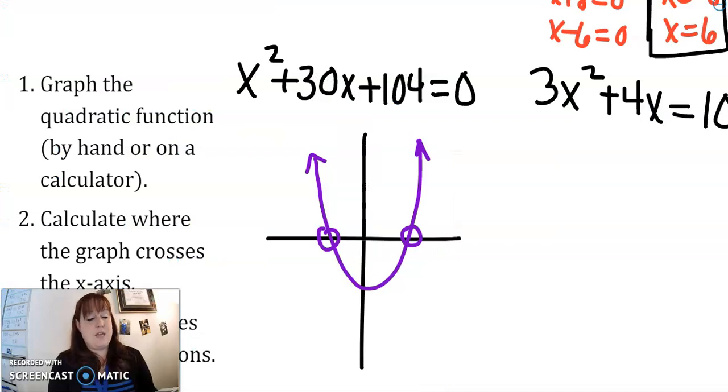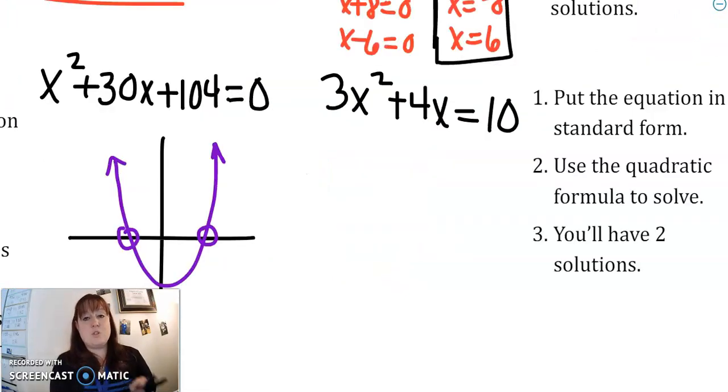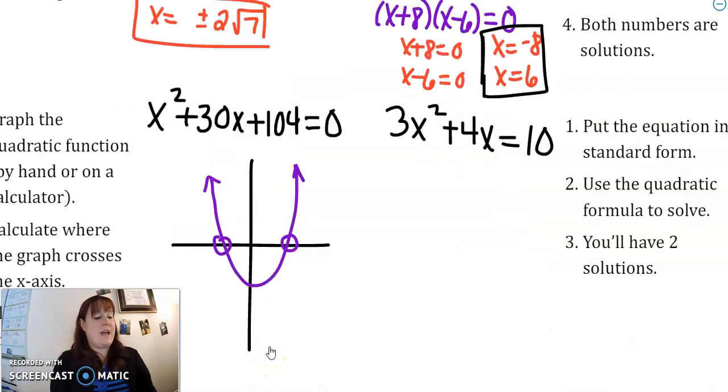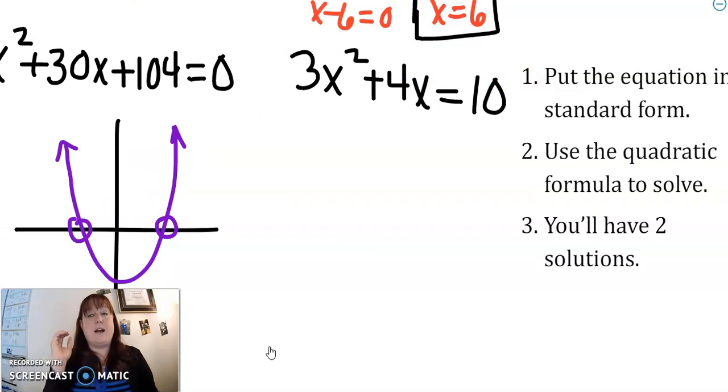Our final option is the quadratic formula. Now these other options only work in certain instances, right? Taking the square root only works when you have just an x squared. Factoring only works when it's a factorable equation, when it happens to have nice, pretty factors, nice, pretty zeros. So that one doesn't always work. Graphing works every time if you have a calculator, but the quadratic formula works every single time, all the time, no matter what. You can never get stuck with the quadratic formula.